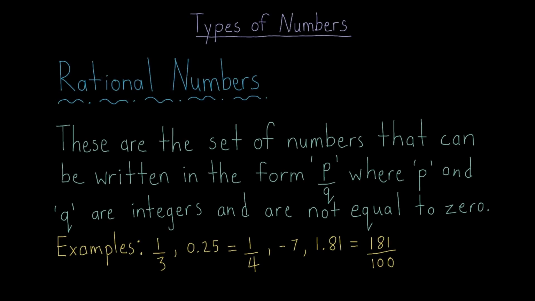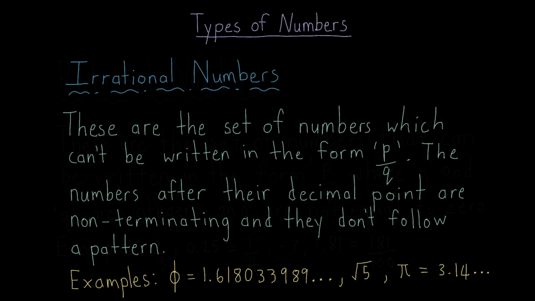Rational numbers. These are the set of numbers that can be written in the form p over q, where p and q are integers and are not equal to 0. Examples: 1/3, 0.25, which in the form p over q is 1/4, -7, 1.81, which also in the form p over q is 181/100.